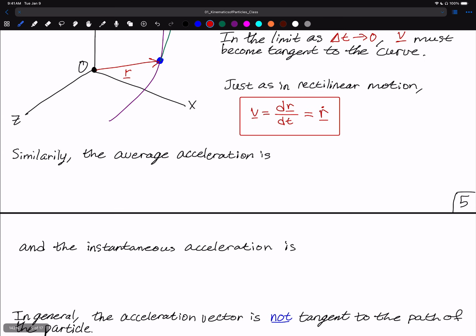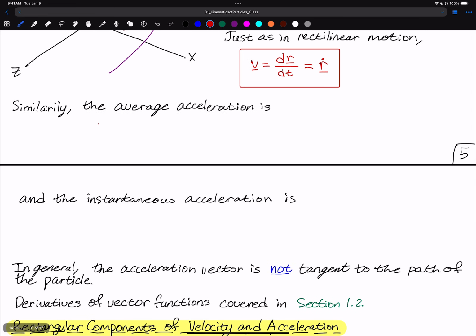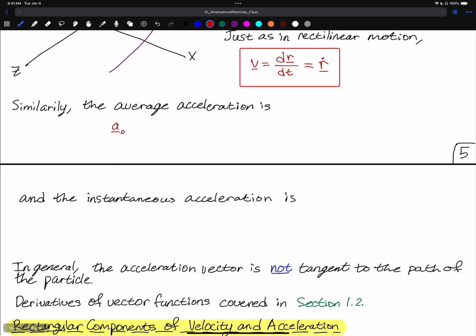Okay, so let's start by considering the average acceleration. The average acceleration, we'll just say a sub a, is equal to delta v, that change in velocity, divided by the change in time. That's our average acceleration.